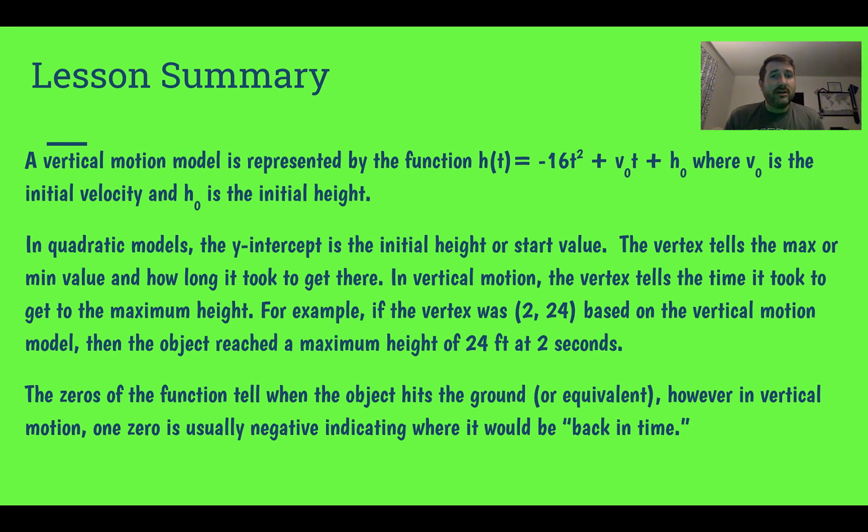We also saw zeros of the function, and those tell us when the object hits the ground, or equivalent, maybe it's water. However, in vertical motion, one of the zeros usually ends up being negative, indicating where it would be back in time. The exception to this would be if the object starts on the ground, then the zero would be at (0, 0). No height, no time. And in those instances, there would be 2 places where the object is on the ground.